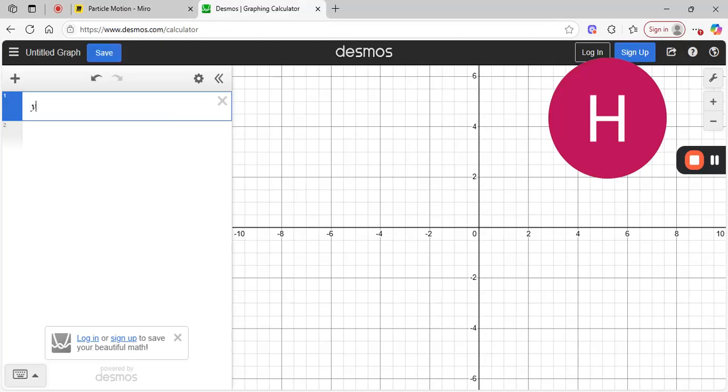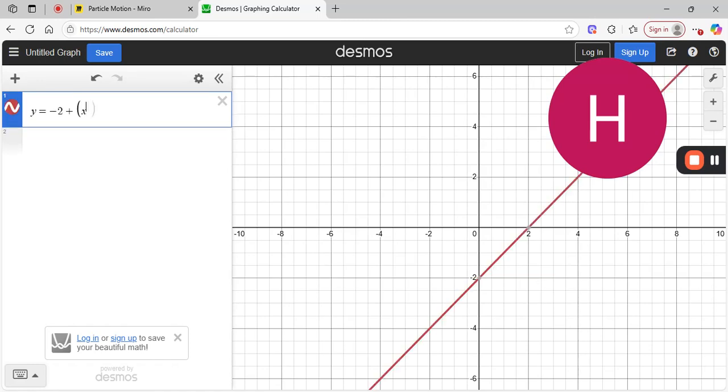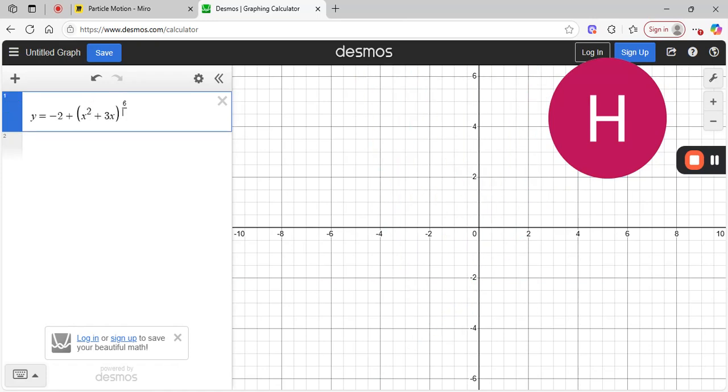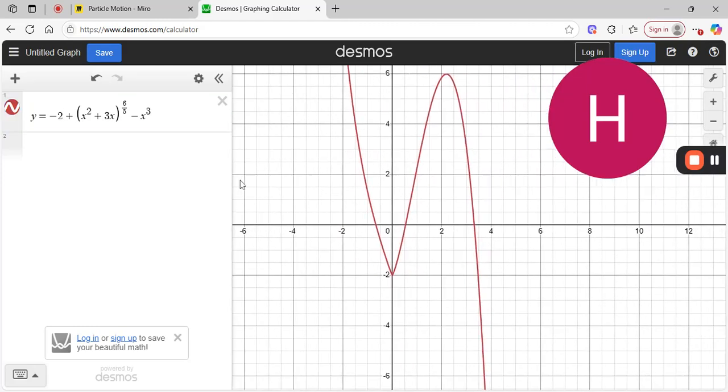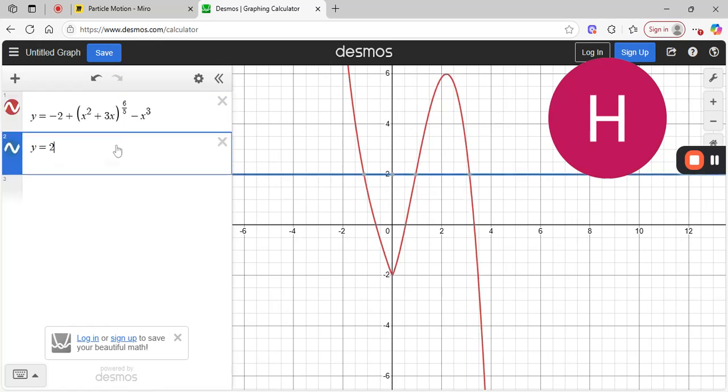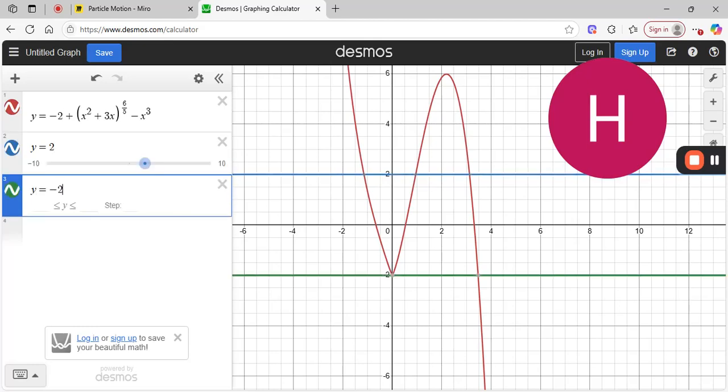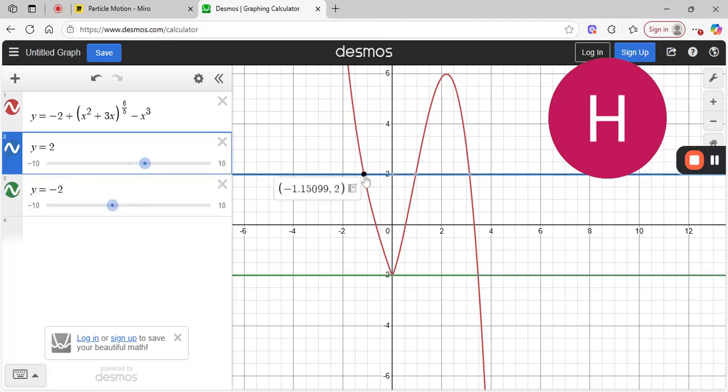If I have that y equals, I'm just going to use y and x, there's no real difference, negative 2 plus x squared plus 3x, and that was raised to the 6/5 power, minus x cubed. Now, if I want to find when this equals 2 or negative 2, it's kind of a pain. I mean, it's not the worst thing in the world. I can say that it's pretty much right there, and it's pretty much right there. And if I wanted to graph y equals 2 and y equals negative 2 on the same graph, I could just point out these values, right?